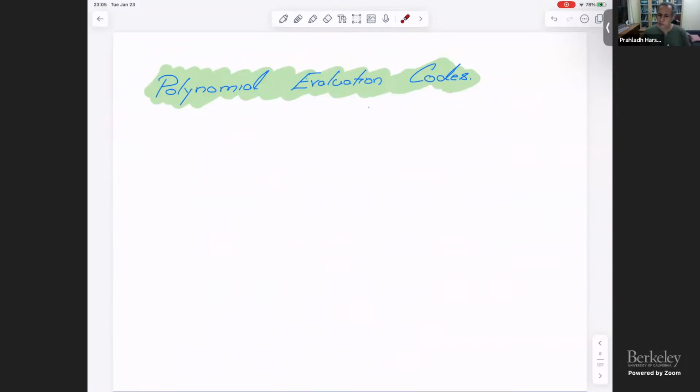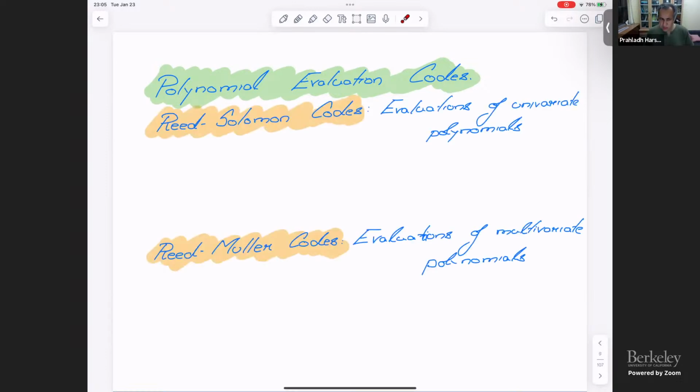Even before motivating multiplicity codes, let's recall the polynomial evaluation codes. In particular, let's recall these two families of codes which Mary possibly talked about in yesterday's lectures: Reed-Solomon codes and Reed-Muller codes. Reed-Solomon codes are the evaluations of univariate polynomials. Reed-Muller codes are evaluations of multivariate polynomials.